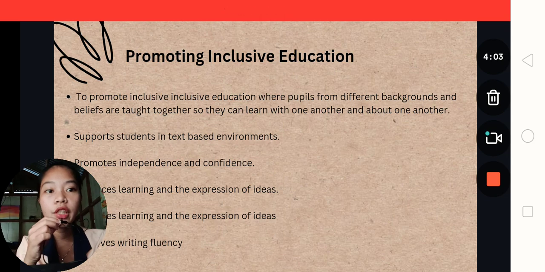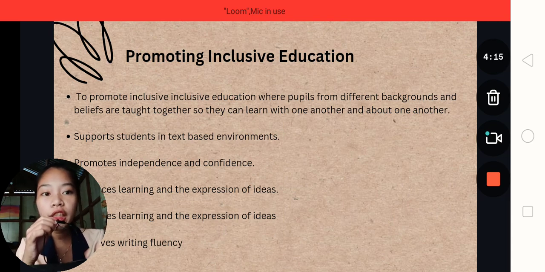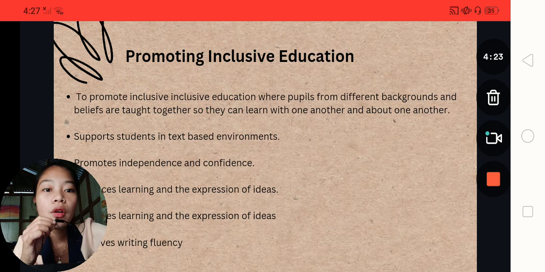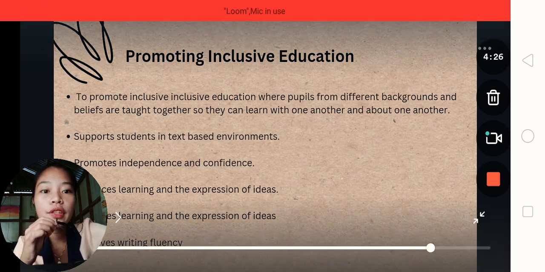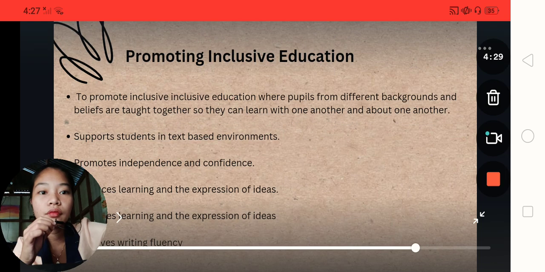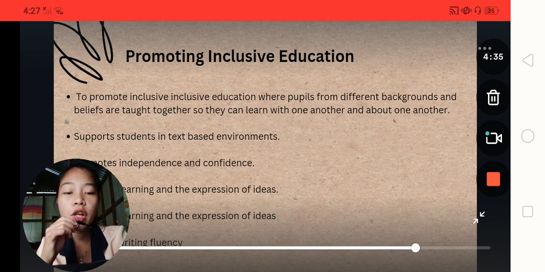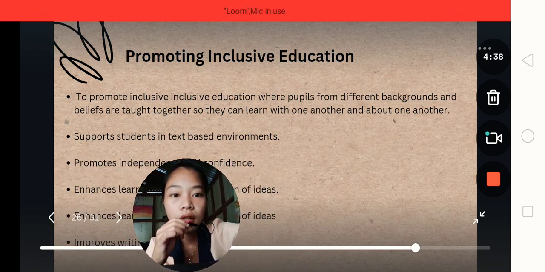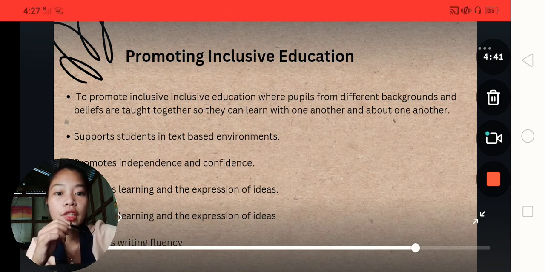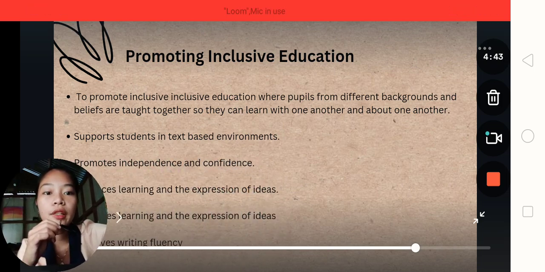Promoting inclusive education. To promote inclusive education, pupils from different backgrounds and beliefs are taught together so they can learn with one another and about one another. It supports students in text-based environments, promotes independence and confidence, and enhances learning and the expression of ideas.